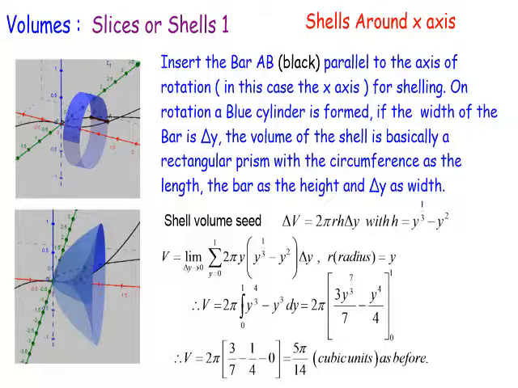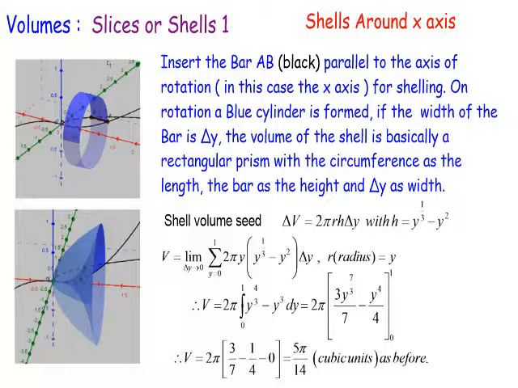Remember this is a rectangular prism, which has a length, a circumference, which is 2 pi r. The h is the height, which is the length of the bar, which we need to put in terms of y, because the y variable is now relevant.